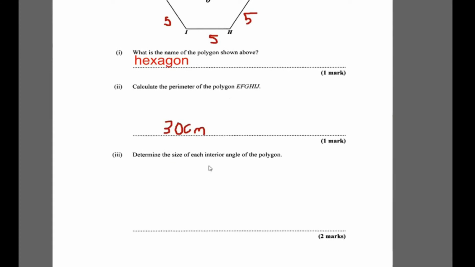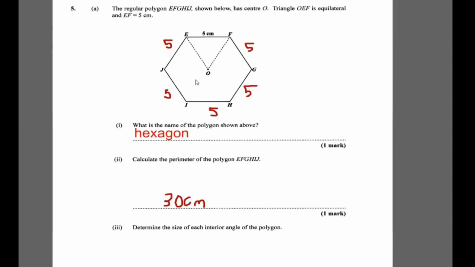Now this next part says, determine the size of each interior angle of the polygon. So what they're asking for is these interior angles. Where are we going to find these? There's a formula to find it. The formula is 180 times (n minus 2).